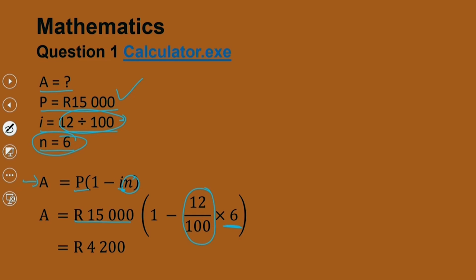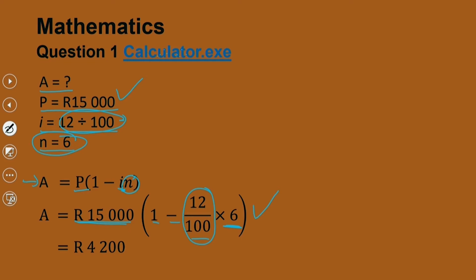So that we have 15,000, open bracket, 1 minus 12 over 100 multiplied by 6, close bracket. This is what we have. Now we're going to work this out. Interesting, using the calculator, we know we can work this out, right?